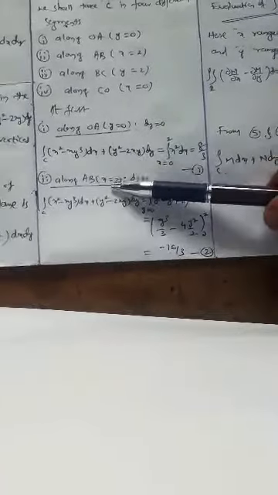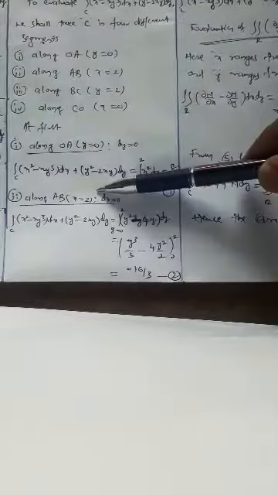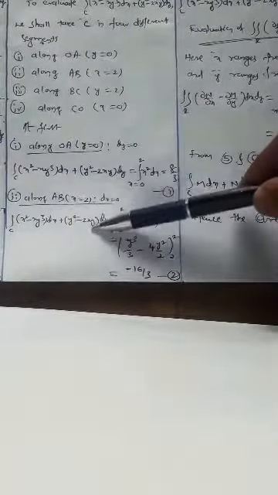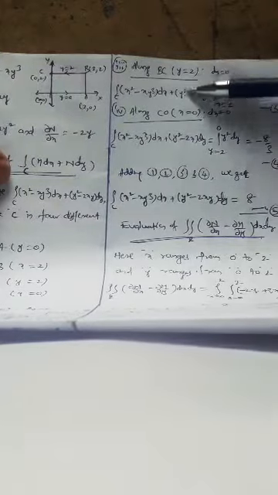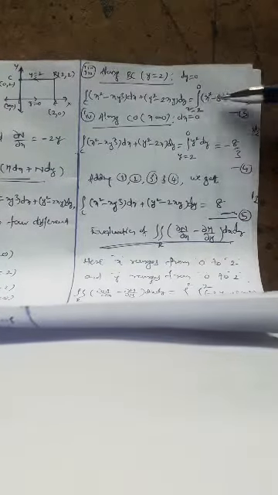Yes, along AB, x equals 2, dx equals 0. Again this one substituted here, simplify. Next, along BC, y equals 2, dy equals constant 0. When dy equals 0 and y equals 2, substitute here x square minus 8x, dx, and x varies from 2 to 0.